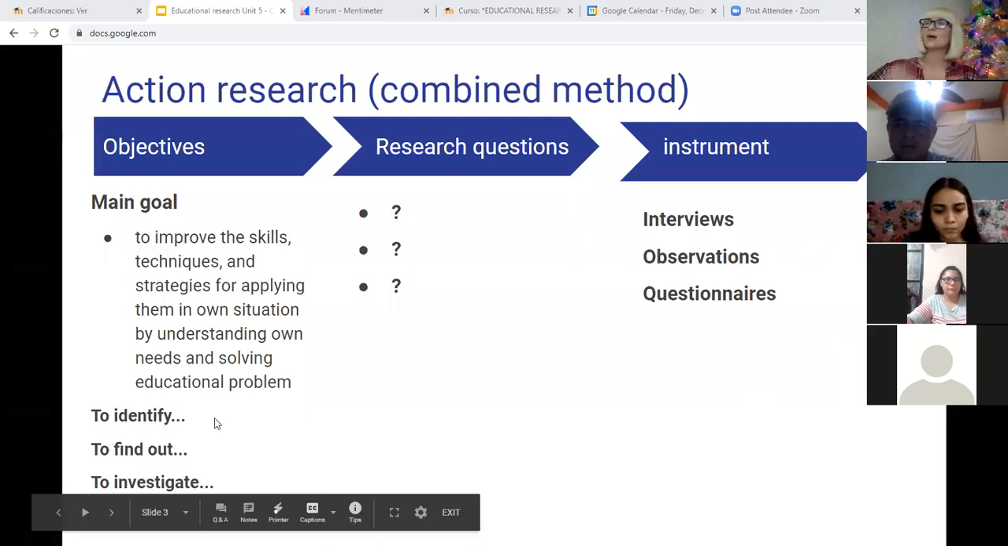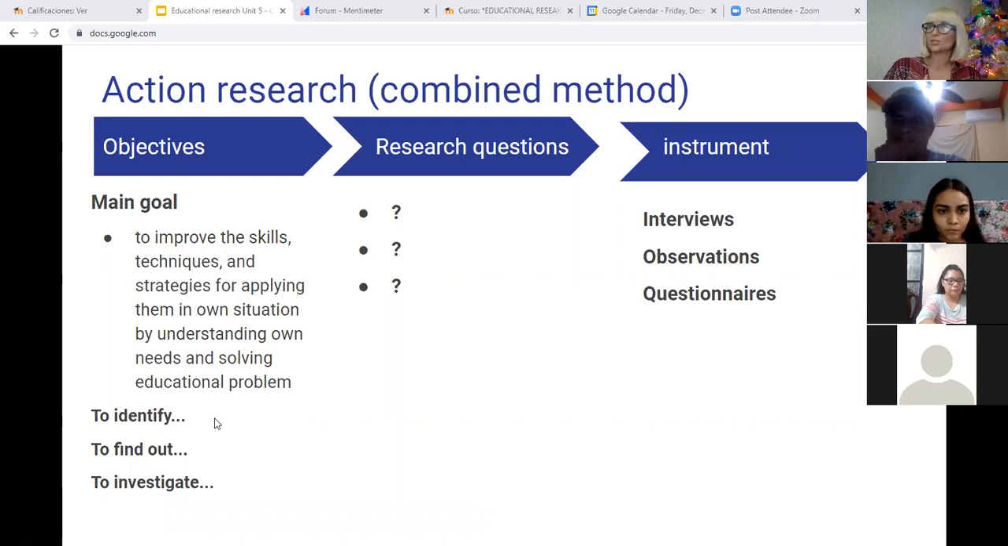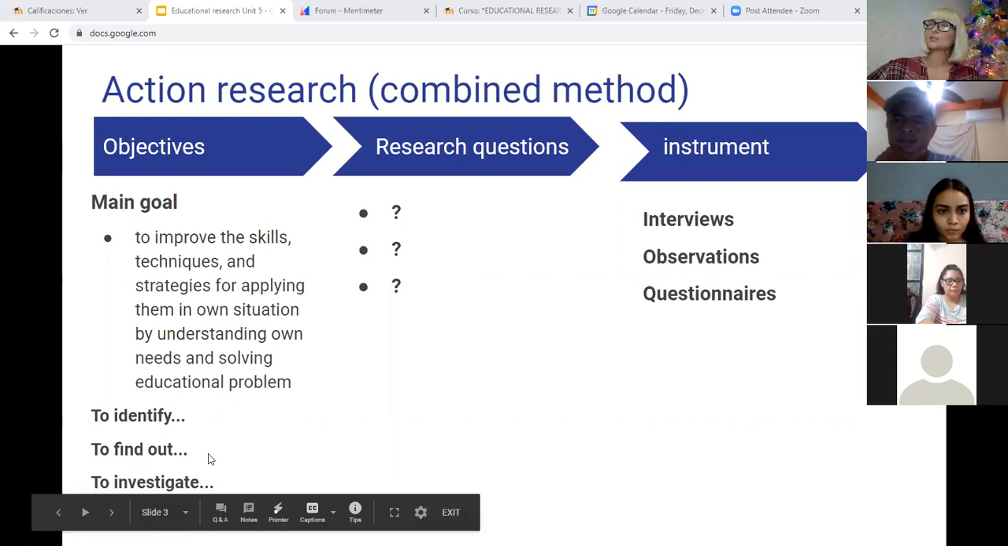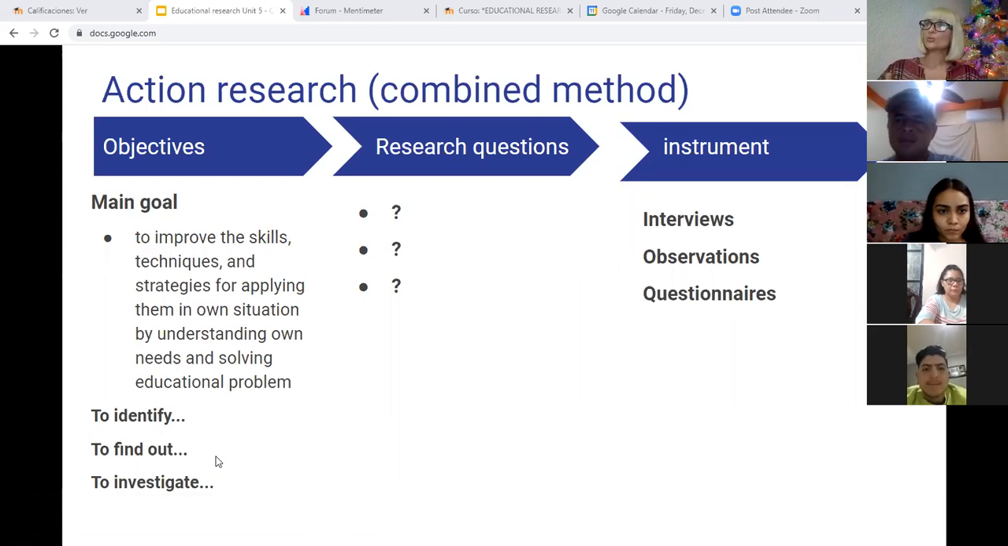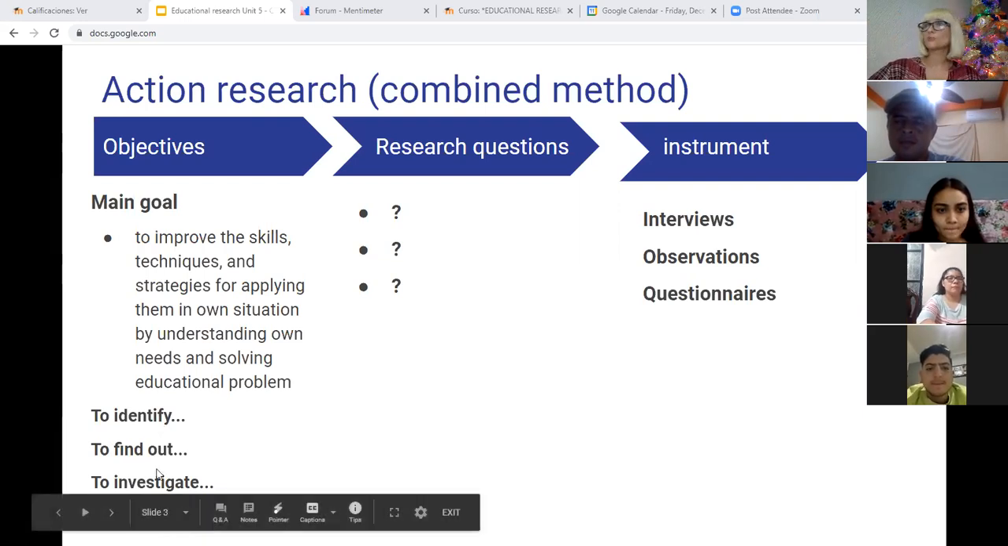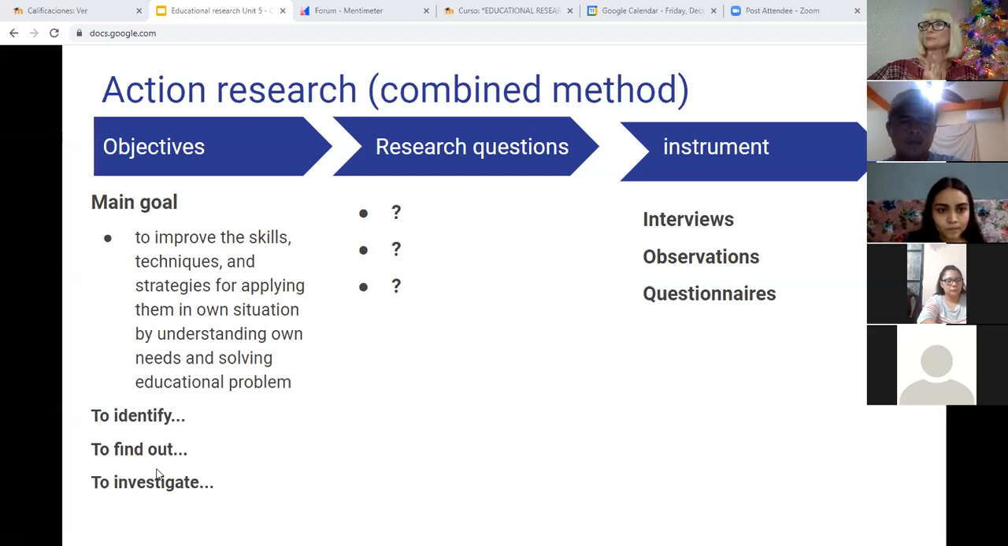So we need to identify some factors, maybe not necessarily causes of the problem. Sometimes we do not need to search for the cause, but sometimes it might be helpful. It depends on the topic, okay? Sometimes we need to find activities or maybe find out some strategies and techniques that can be used to improve something, okay? Whatever the topic is, obviously you're going to investigate it, right? So these are the objectives of all of you, okay?